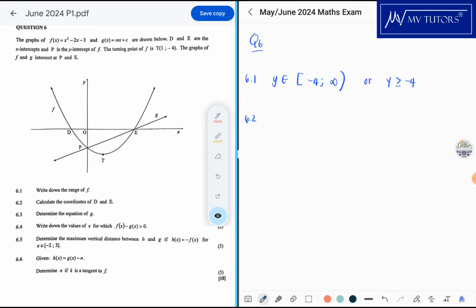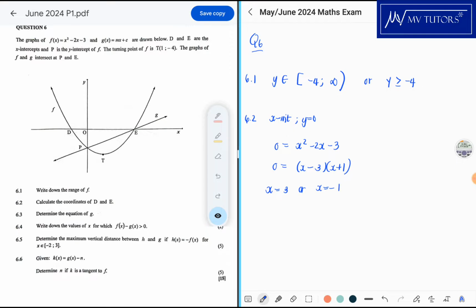Yeah, and then 6.2 says calculate the coordinates of D and E. So basically we're trying to get the x-intercepts. So if you're going to calculate the x-intercepts, our y has to be 0. So we have 0 is equal to x squared minus 2x minus 3. So we can factorize that quite well. So we'll have 3 and 1. And because we have negative 2, negative 3 plus 1 will give you negative 2. Therefore x is equal to 3 or x is equal to negative 1.